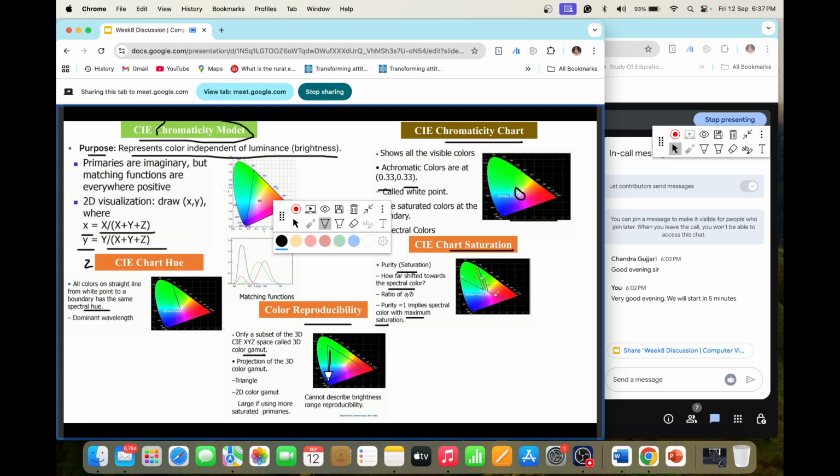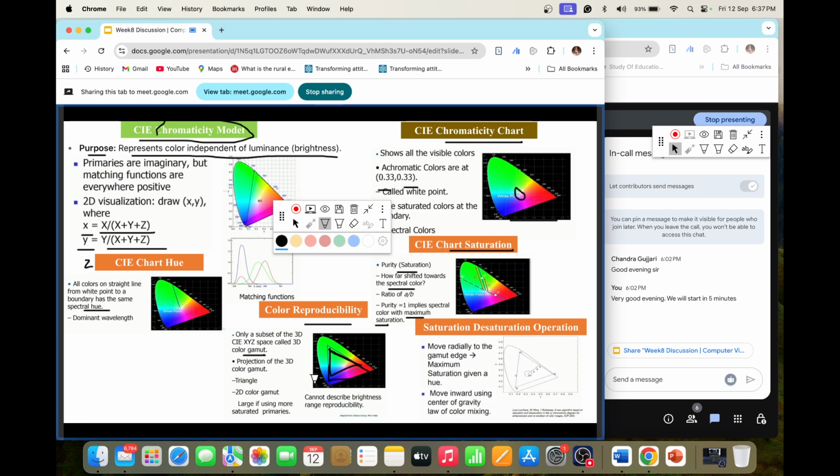So this triangle is a subset of nothing but your whole CIE chromaticity model. This is known as color gamut. So this is the color reproducibility.